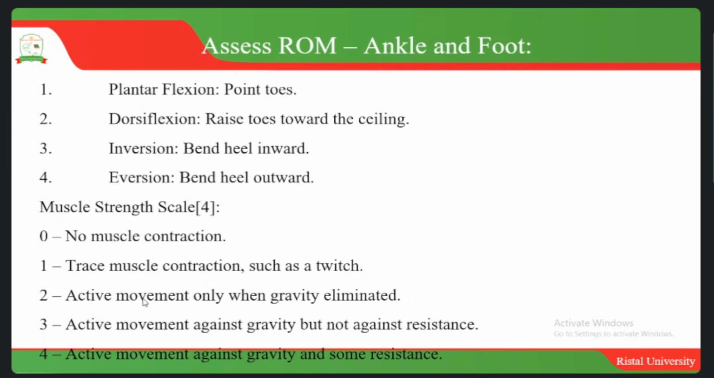So inversion is to bend the heel inward, whereby you put your foot straight on the ground, then you try to bend your heel inside, then also bend the heel outward, just opening it out as you lift the heels.